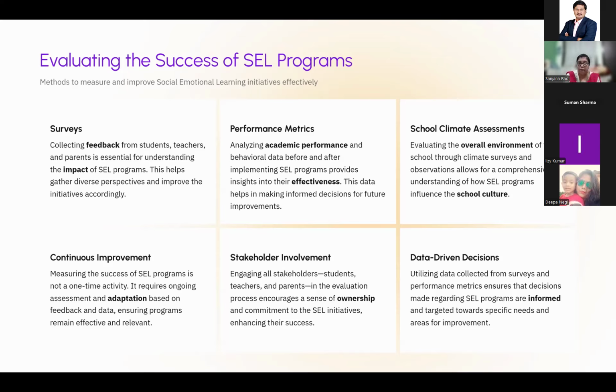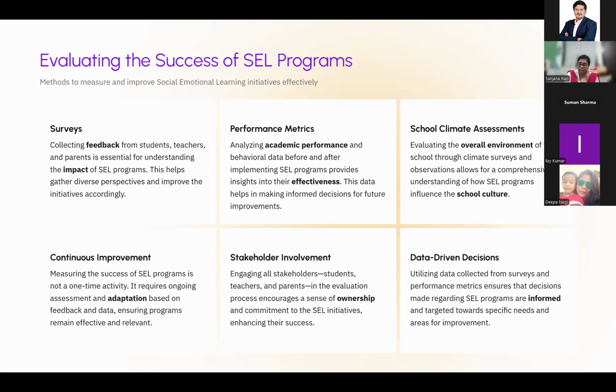And performance matrix. Analyzing academic performance and behavioral data before and after implementing programs provides insight into their effectiveness. This data helps in making informed decisions for future improvement. So everything is measured, qualified, and analyzed. Performance matrix means where all these things are effectively measured, qualified, and analyzed.